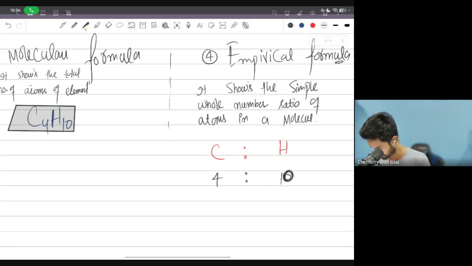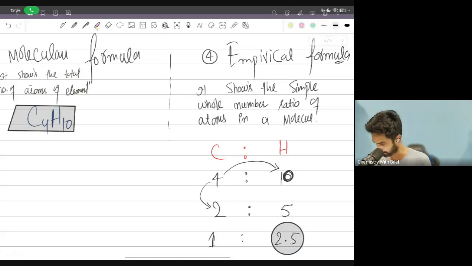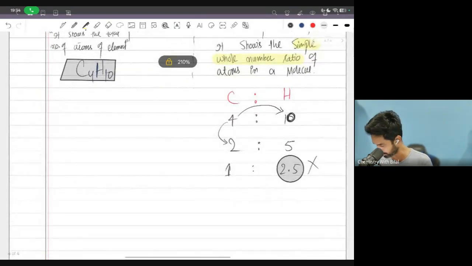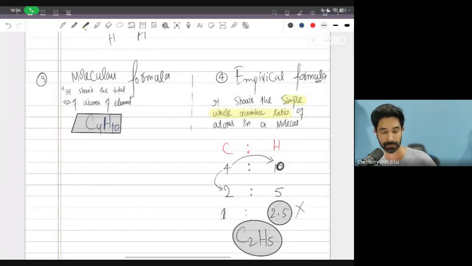क्या हो सकती है? Let's imagine अगर ये 4 है तो ये 10 है. अगर इसका half किया 2 तो इसका half क्या होगा 5. Can you further simplify this molecule, provided it should remain in the whole numbers? अगर इसको हम 1 करेंगे तो ये क्या हो जाएगा? ये तो 2.5 हो जाएगा. तो ये तो whole number ही नहीं रहा. तो definition is of empirical formula which shows the simple whole number ratio. Simple, the lowest possible ratio, and for this very formula, it has to be कितना क्या होना चाहिए इसका empirical formula? It should be C2H5. So this formula shows the simple whole number ratio of atoms.